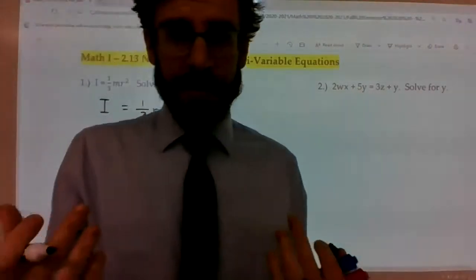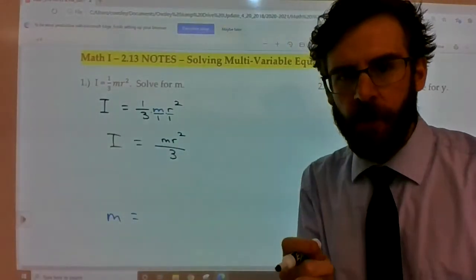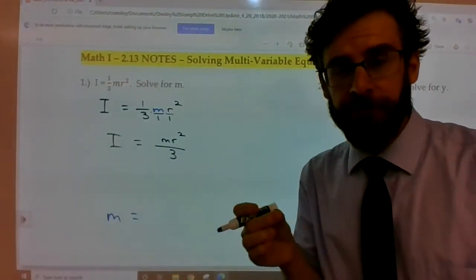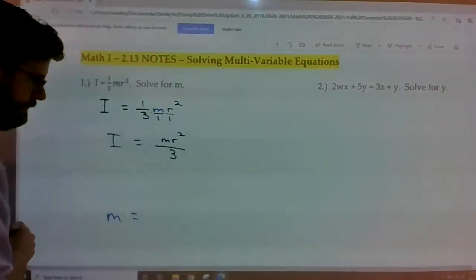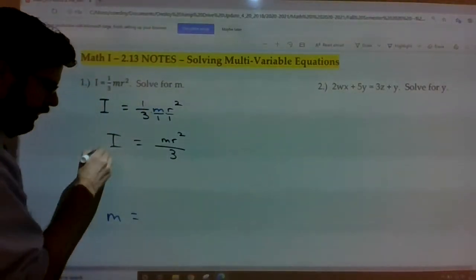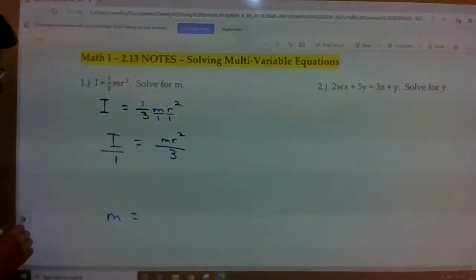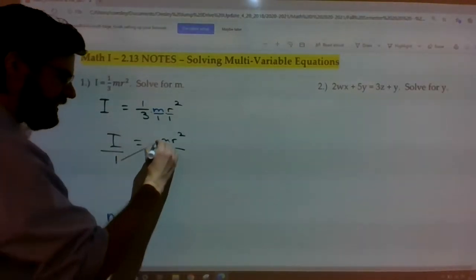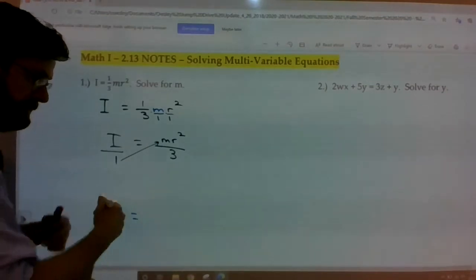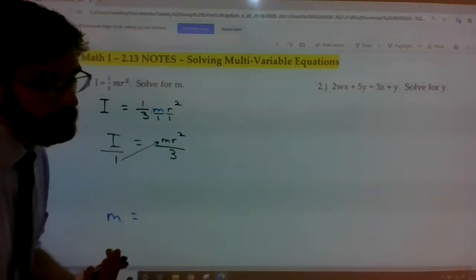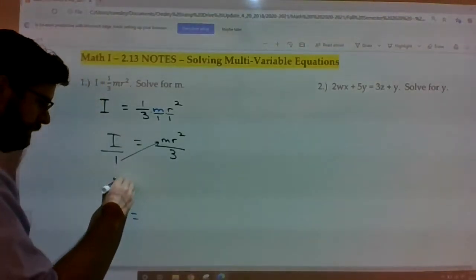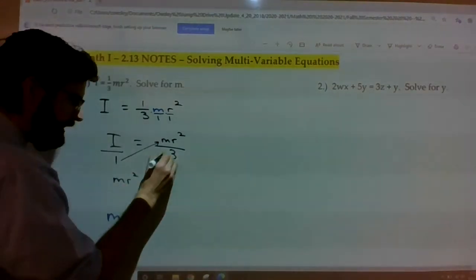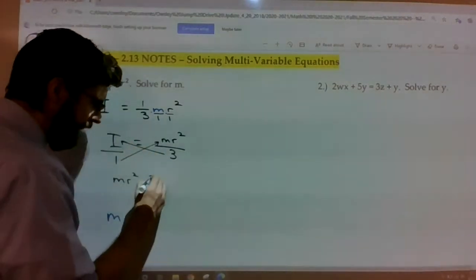All right, now you ask yourself, how do I solve a whole number equals a fraction? Well, I can put the whole number over 1, and then I can cross multiply. I can say 1 times mr squared is just 1mr squared, or mr squared. And then 3 times I is just 3i.